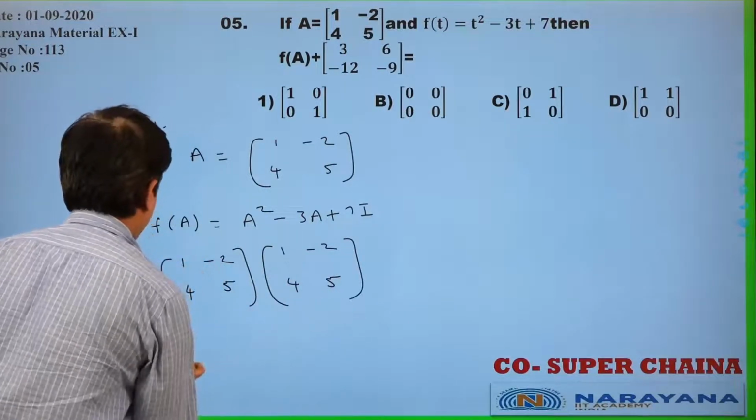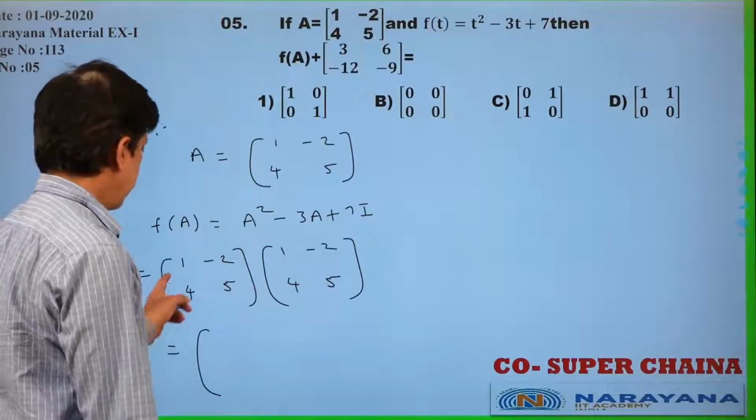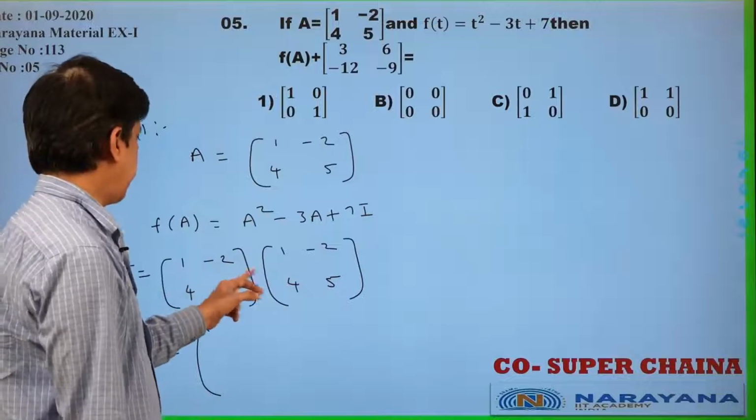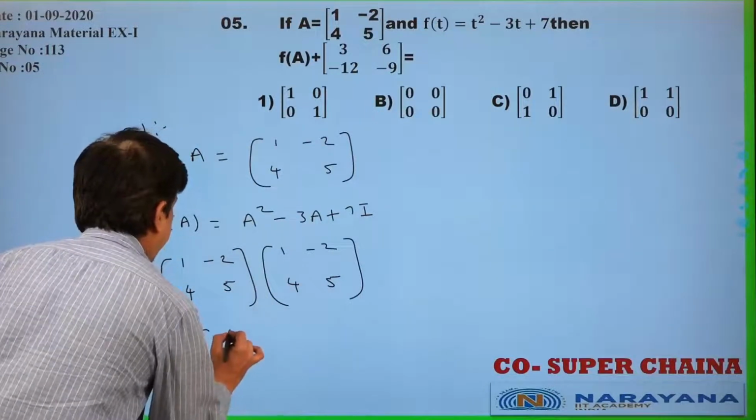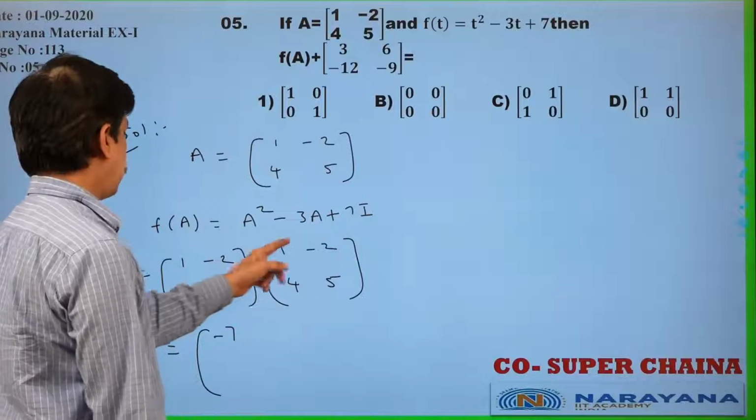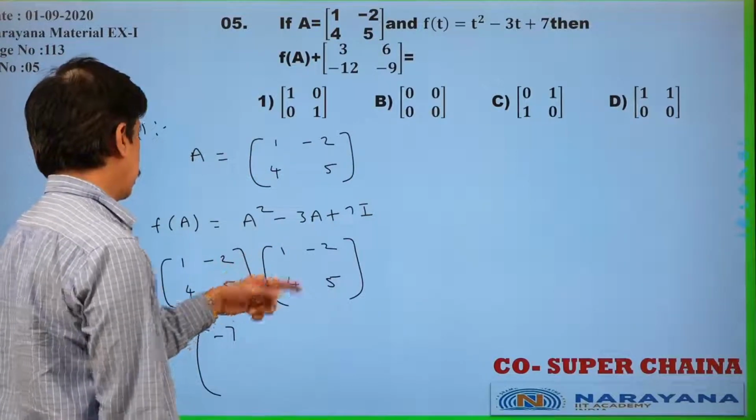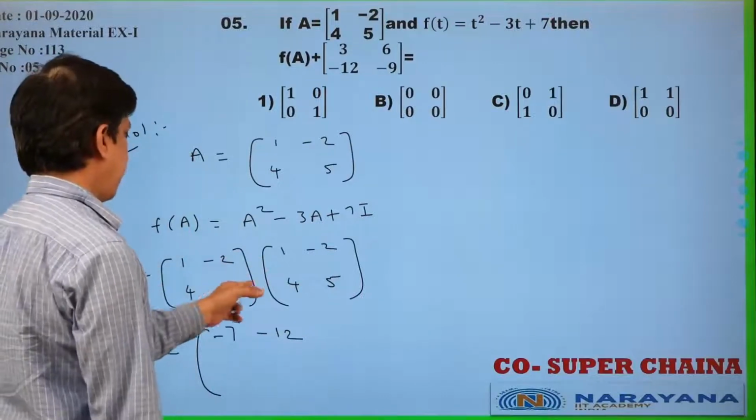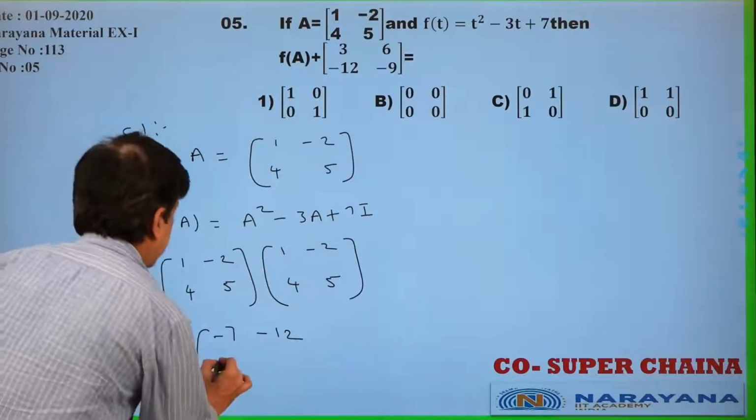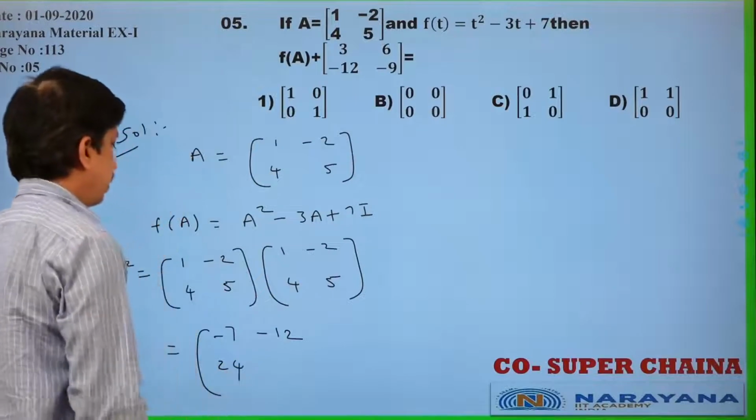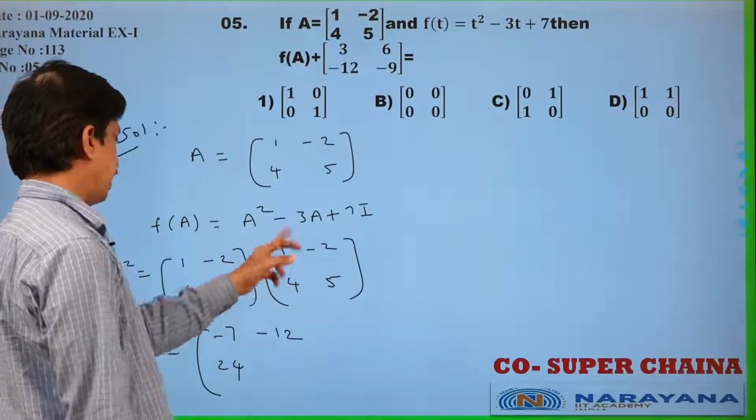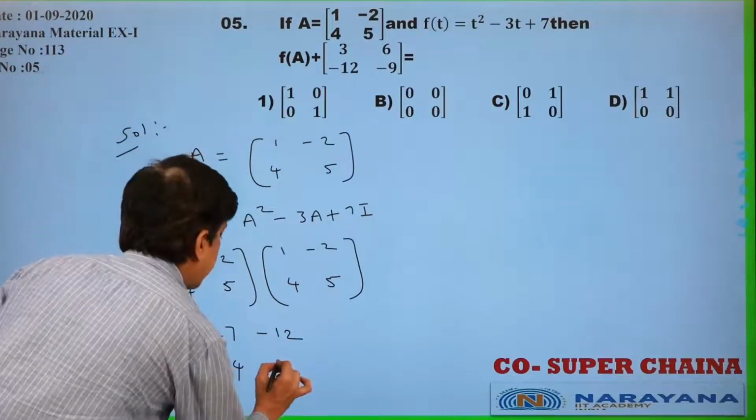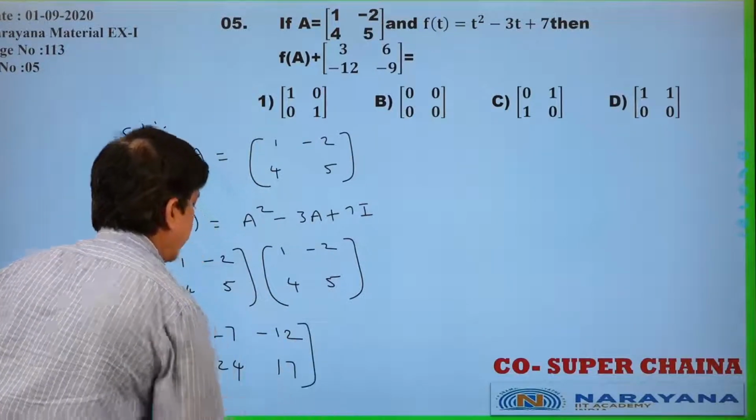Now what will you get? First row, first column: 1 minus 8, that is minus 7. First row, second column: minus 2 minus 10, that is minus 12. Second row, first column: 4 plus 20, this becomes 24. Second row, second column: minus 8 plus 25, that is 17.